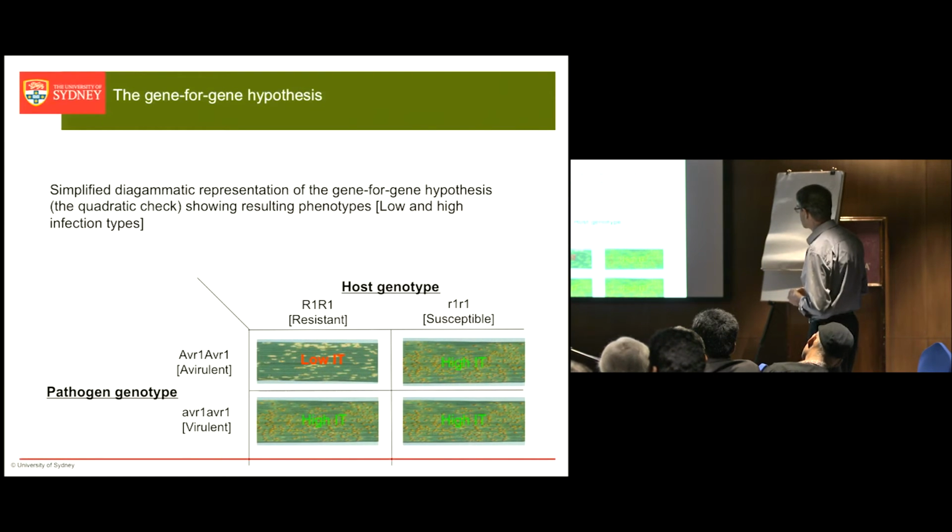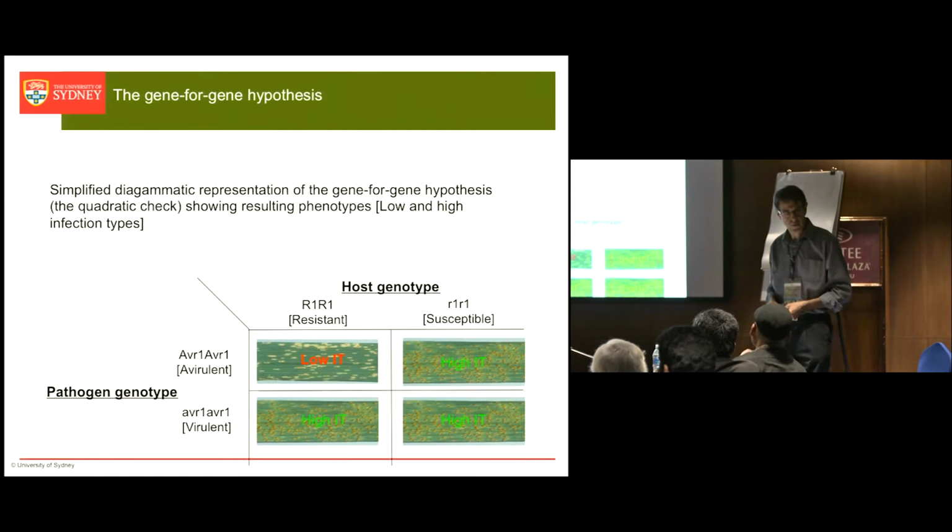And you'll see from this that it's only when we get that matching resistance gene and avirulence gene that we end up with incompatibility or low infection type. In all the other possibilities, here the avirulence gene is present, but the resistance gene is not. We have susceptibility. Down here, where the avirulence gene is lacking, but the resistance gene is present, we have the high infection type or susceptibility. Down here, both the R gene and the AVR gene are lacking, and we end up with compatibility or susceptibility.